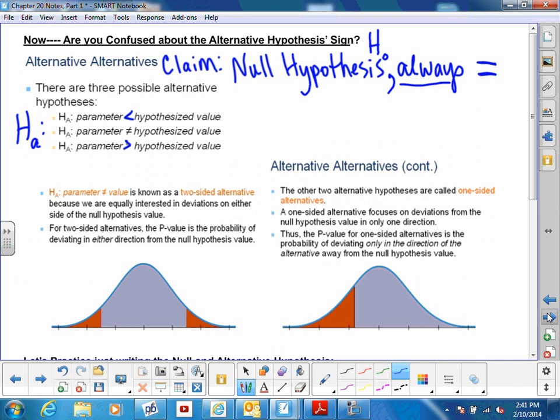Or maybe I don't even know if it's falling less than or greater than. Maybe I just know these ball bearings and this mechanism are not working. I don't know if they're too small or too big, they are just not working, then I have found evidence that they are not equal to the size that you say you are manufacturing. Okay, so these are options for your alternative, but the null hypothesis is always an equal to statement.